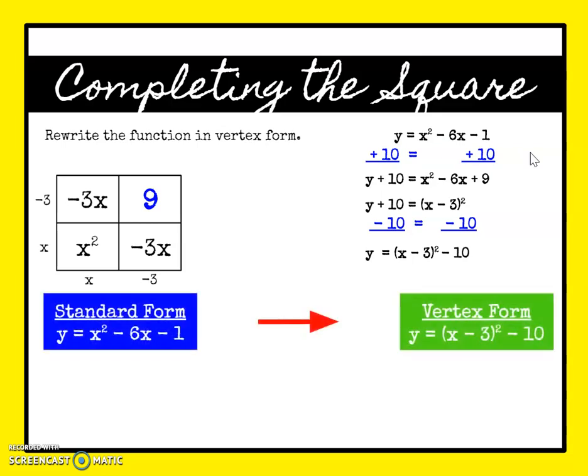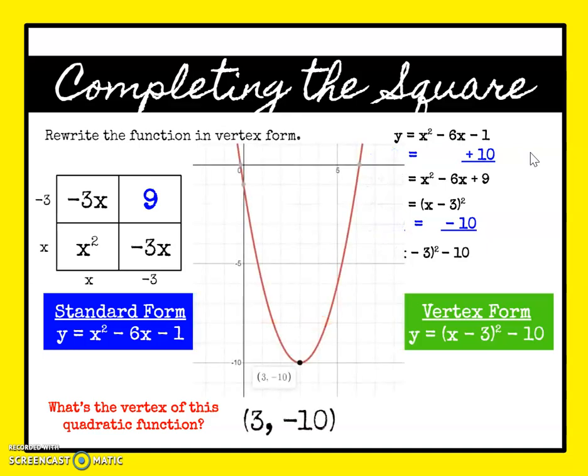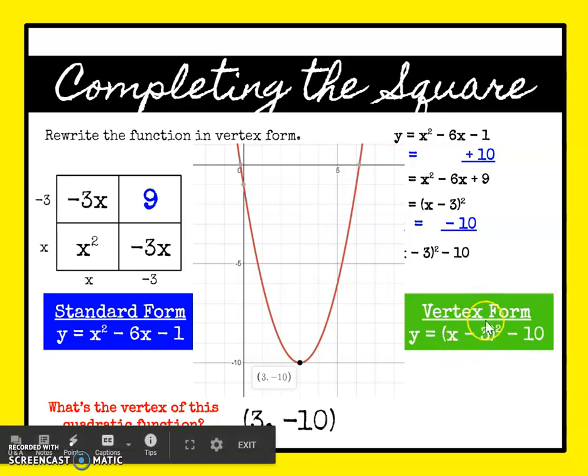So here's the standard form and the vertex form. And I have one final question. What is the vertex of this quadratic function? Now that we learned a little bit more about vertex form, what coordinate would the vertex be at? It's going to be at positive 3, negative 10. Again, the x coordinate is represented by the opposite of h, and then the y coordinate is represented by k. So positive 3 and negative 10.